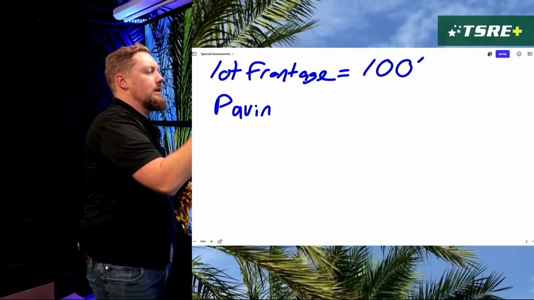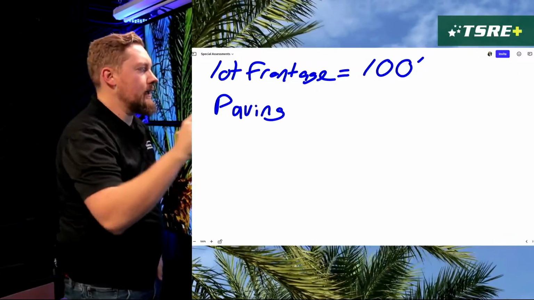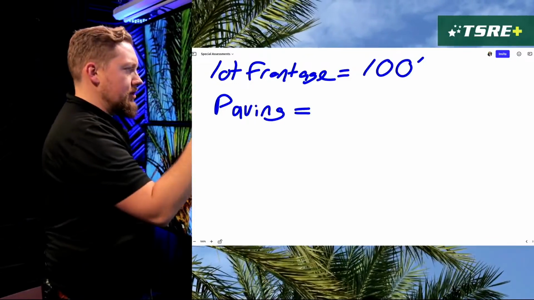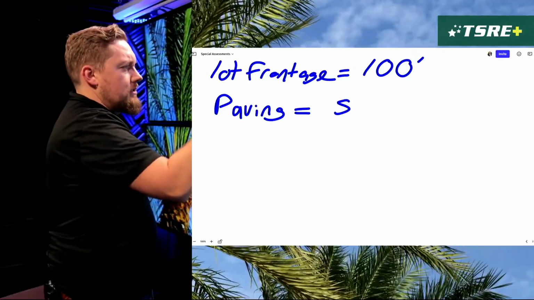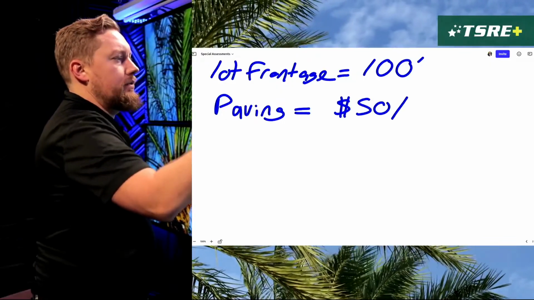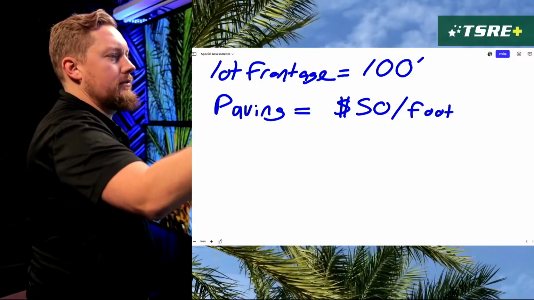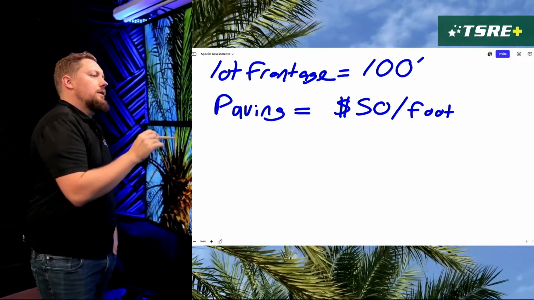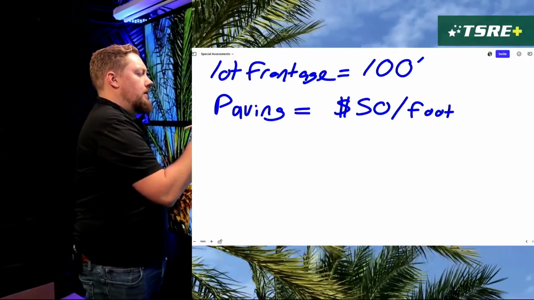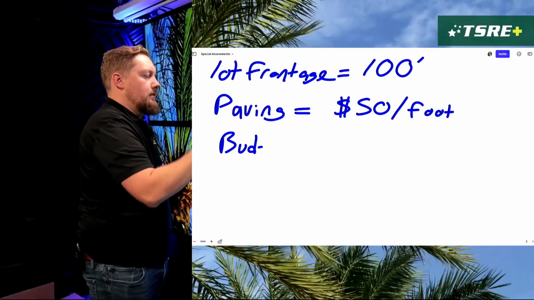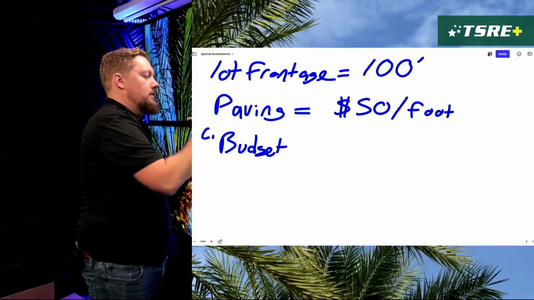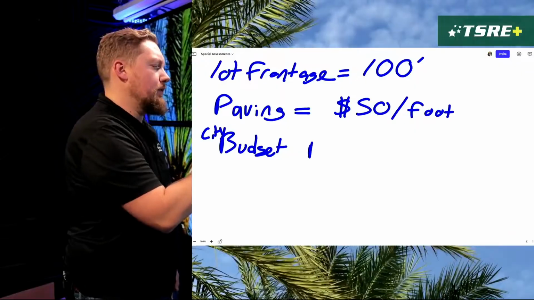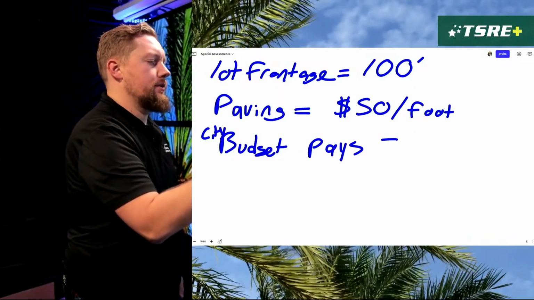That's your typical assessment for paving a street. And I'm going to lay this out visually in just a second here, but let's get our key numbers that we need. So we'll say that the paving costs $50 per foot. So $50 per foot for paving. We'll say this is the city doing it, and the city tax budget already pays for 30%.